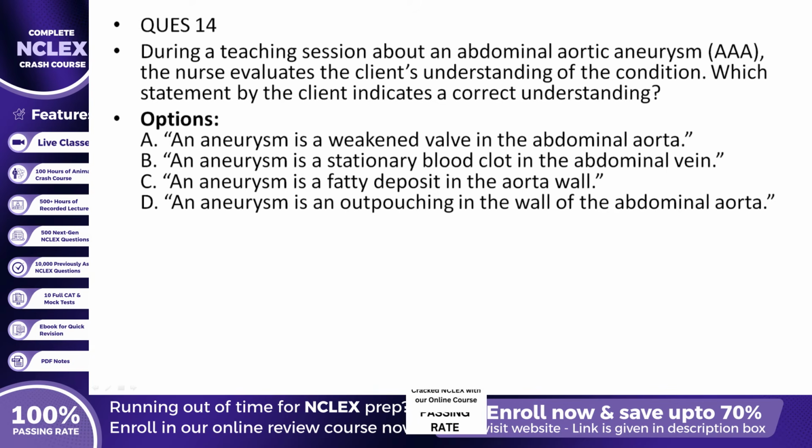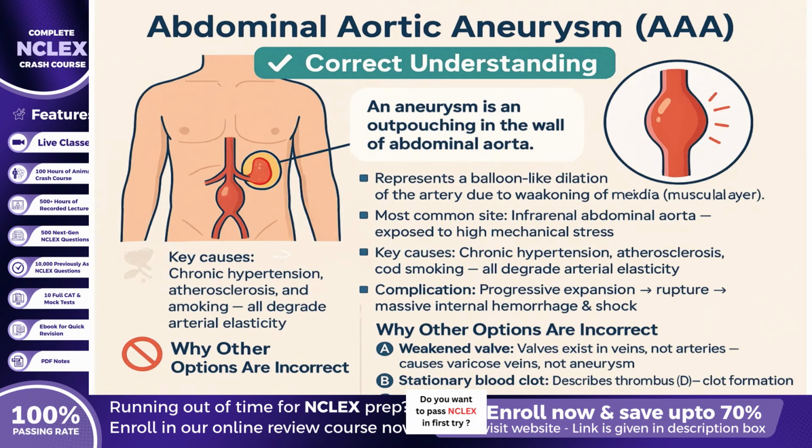The correct answer is option D. An aneurysm is an outpouching in the wall of the abdominal aorta. When we break this down, an aneurysm represents a balloon-like dilation or localized outpouching of an artery due to weakening of its muscular middle layer, known as the media. This weakening disrupts the vessel's ability to withstand normal pressure, causing progressive expansion.